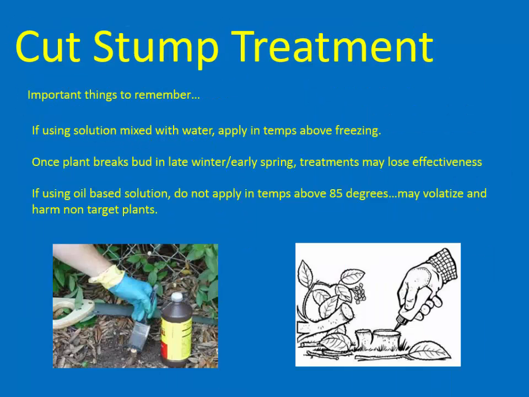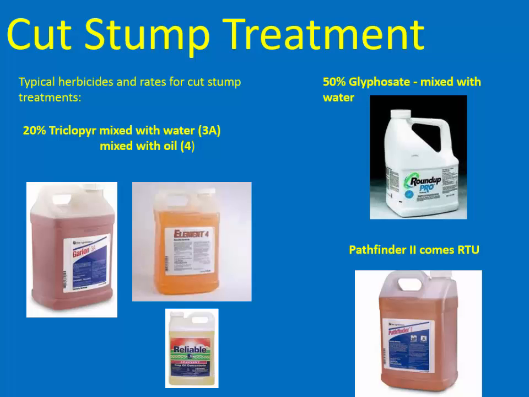Pathfinder is an interesting, good one here, because this one's already mixed with oil. This is Garlon, or the triclopyr with ester, already mixed with oil. That's all ready to use. You can just dump that right in your sprayer and go to work without having to do the extra stuff.